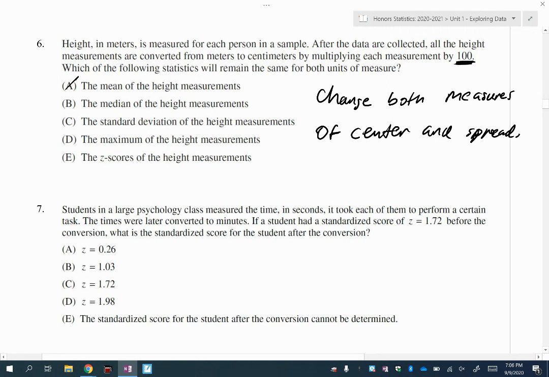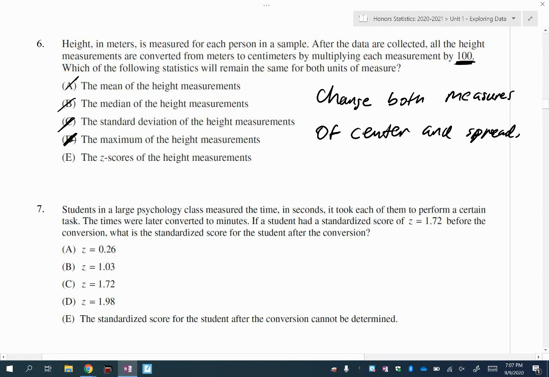So the mean is going to change. The median is going to change. Those are both measures of center. The standard deviation is going to change. That's a measure of spread. The maximum obviously will change because whatever that height is in meters will change because it's being multiplied by 100.